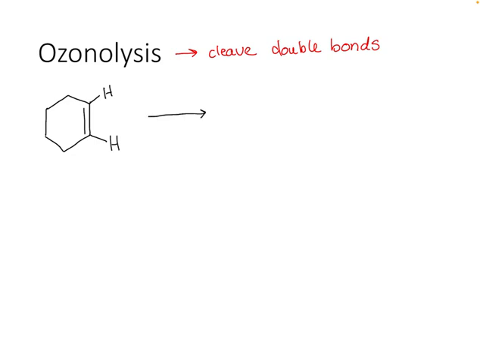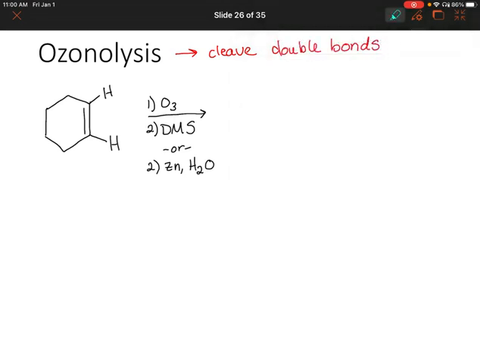But in ozonolysis, we're first going to add ozone, which is O3. And then in the second step, we're going to add a reducing agent. So there's a couple of options here. We can use something called DMS, which stands for dimethyl sulfide. Or we can use zinc and water. So those are reducing agents. So I'll just highlight those.